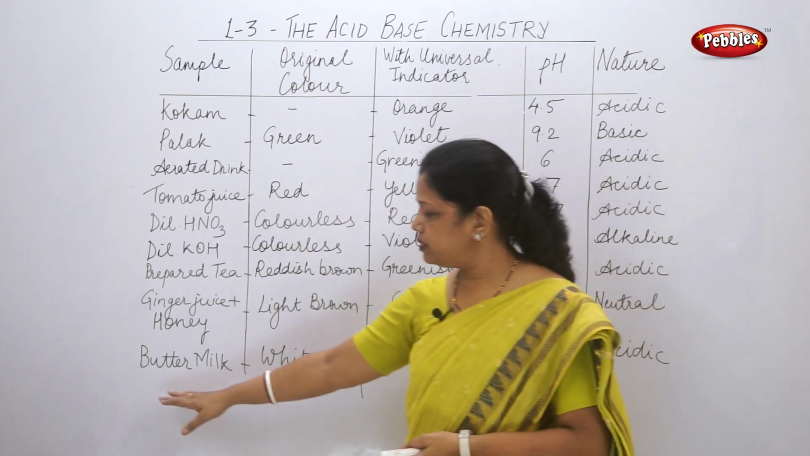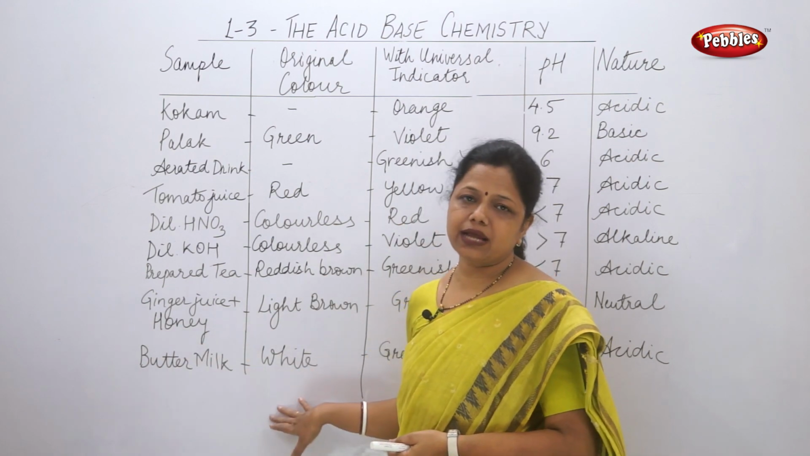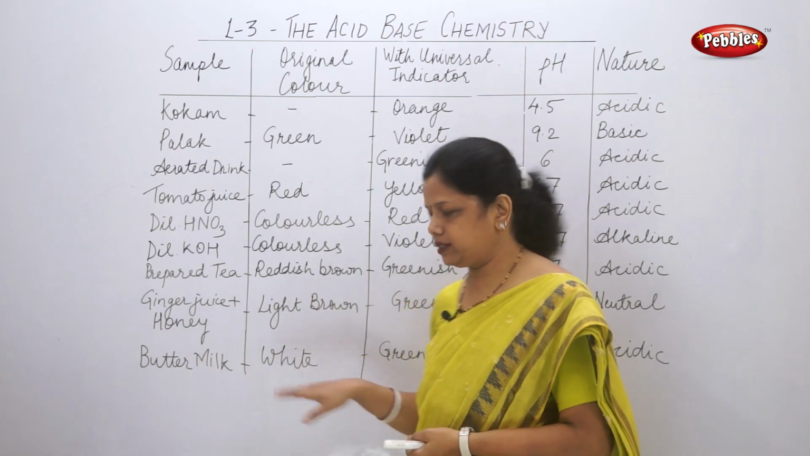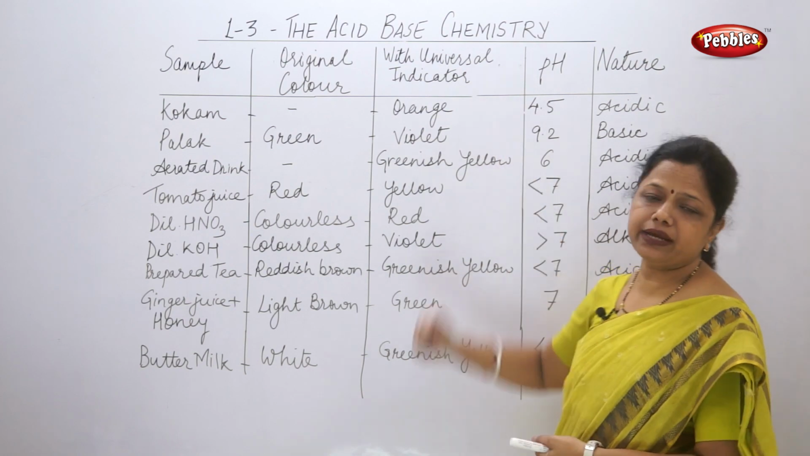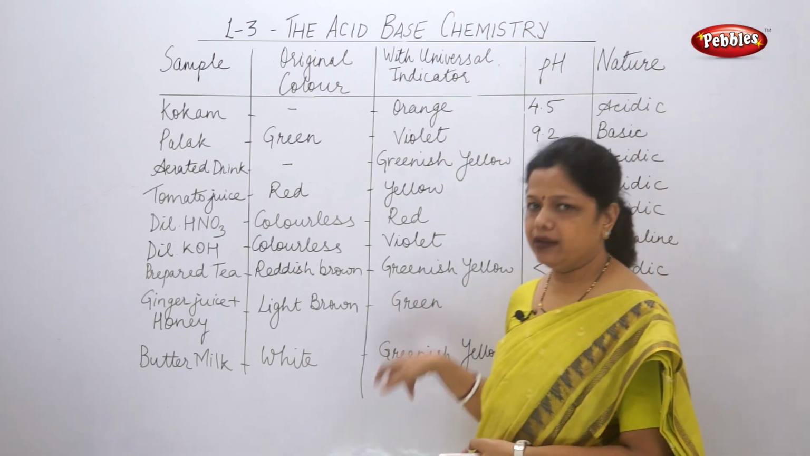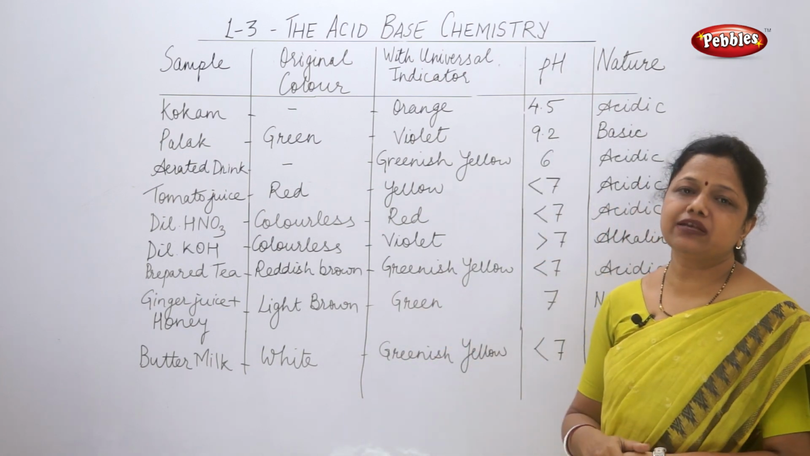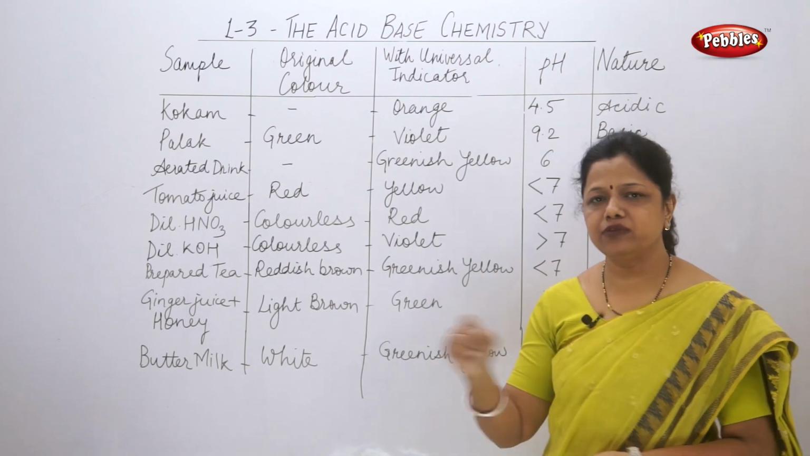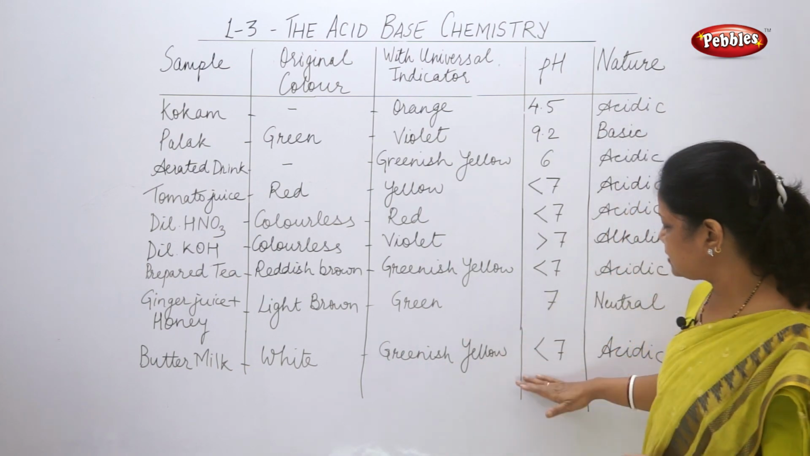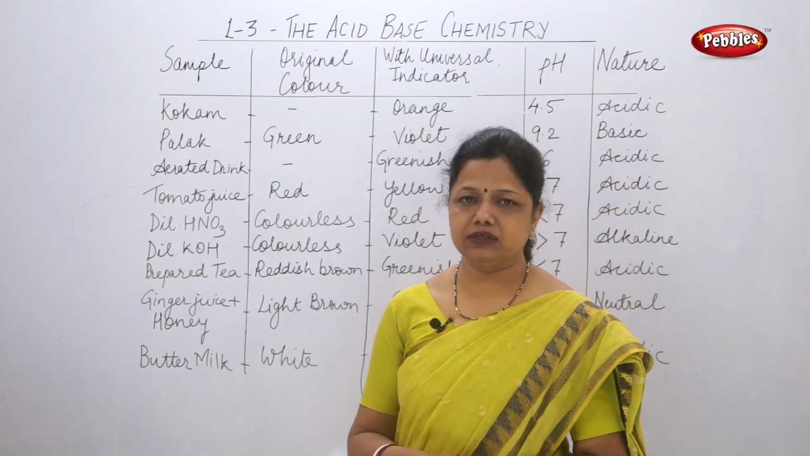And the last sample here is buttermilk. Now buttermilk is white in color, as we know, original color is white. I put a universal indicator strip, it turns to greenish yellow. Now greenish yellow, that means it is less than 7, according to the color strip which we get. And if it is less than 7, it indicates the nature as acidic in nature.